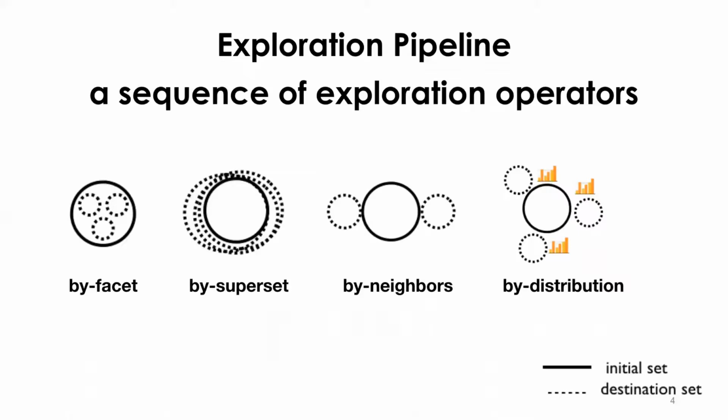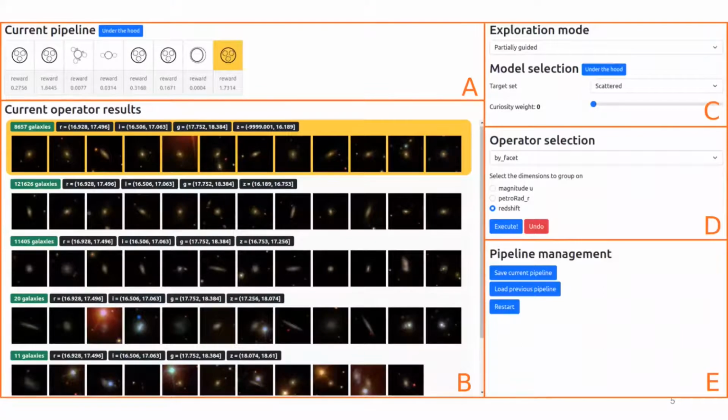At the heart of DORA are exploration pipelines. A pipeline is a sequence of exploration operators that are closed under a set-based semantics. This is the interface of DORA. In the A zone is the current pipeline that is being executed. In the B zone are the results of the last executed operator in the pipeline.